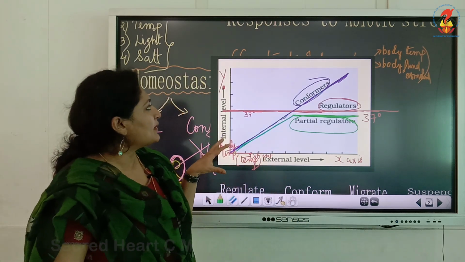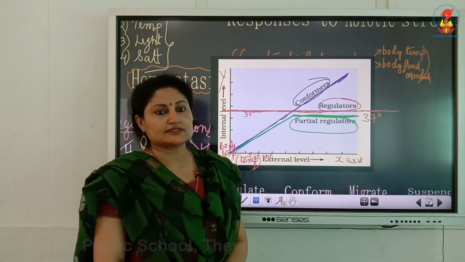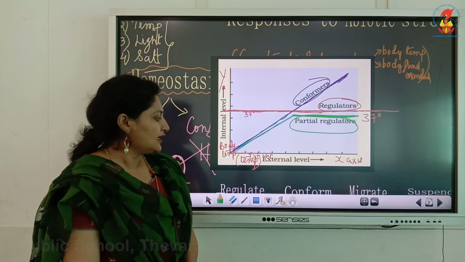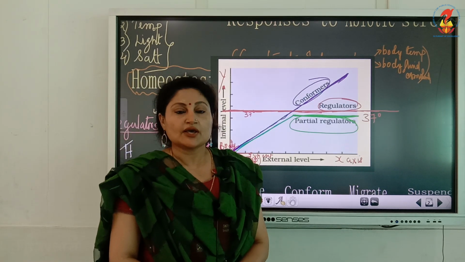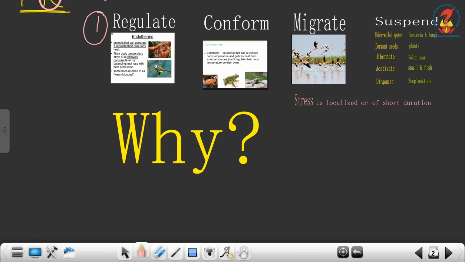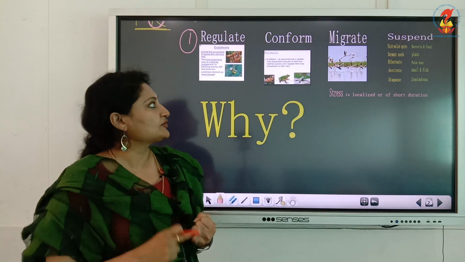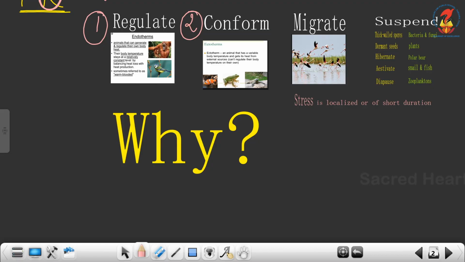So that's all about the categories or the main classification of organisms based on homeostasis. Now we can see how organisms cope with abiotic stresses. There are 4 strategies. The first strategy is they regulate. If not regulate, they conform. That is the second strategy. The third strategy is they migrate, and the fourth strategy is suspend.